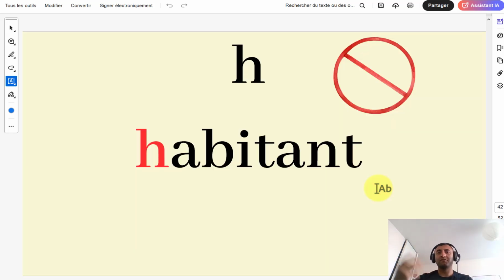Let's go. So H is interesting actually. We write H, but we never read it. It will be not habitant, but it will be habitant. So that's why when we learn English, we have the words like hello, like hi. We cannot easily pronounce that. We say hello, I. Yeah, because we don't hear H. We never pronounce H. We write, we don't pronounce.